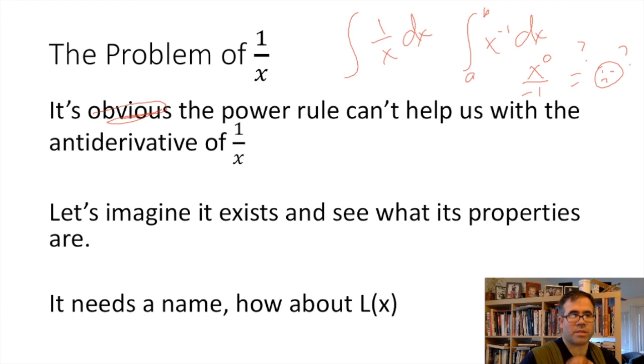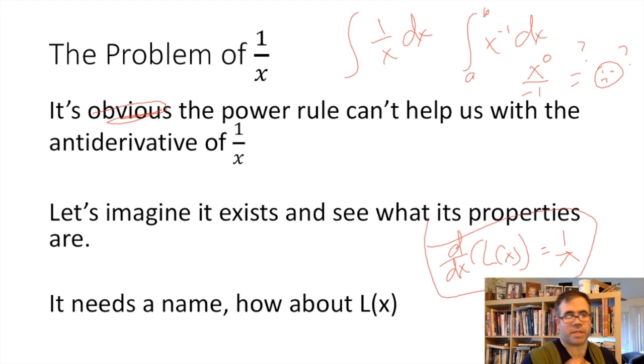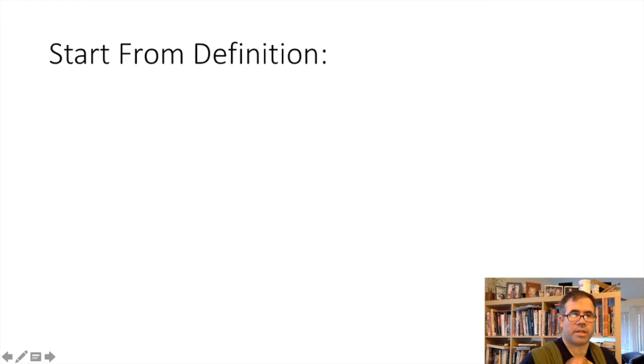So we're going to do an exploration where we imagine some antiderivative exists, and we see what its properties are. For shortness, it needs a name, so we're going to use capital L. Capital L is the antiderivative of 1 over x, so if we take the derivative of L of x, we should get 1 over x. We don't know what it is, but we know that when we take its derivative, we get 1 over x.